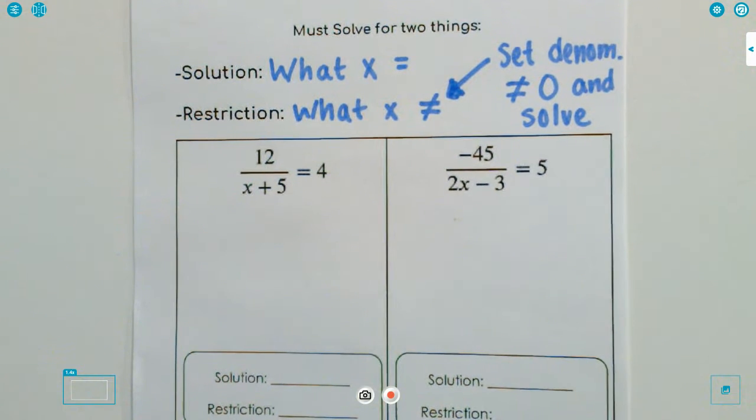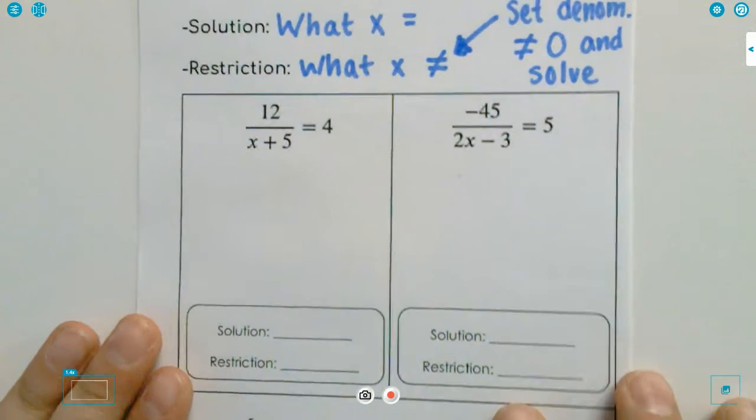Any questions right now? Okay, I'm going to go through all of these. We're going to solve for our solution. Actually, we'll go solution, restriction, solution, restriction. But let's get started solving for our first solution.